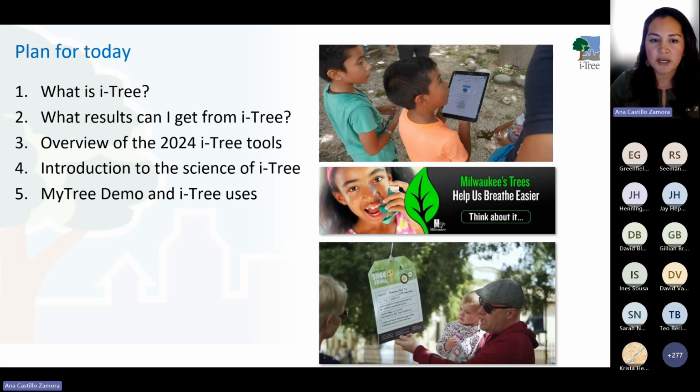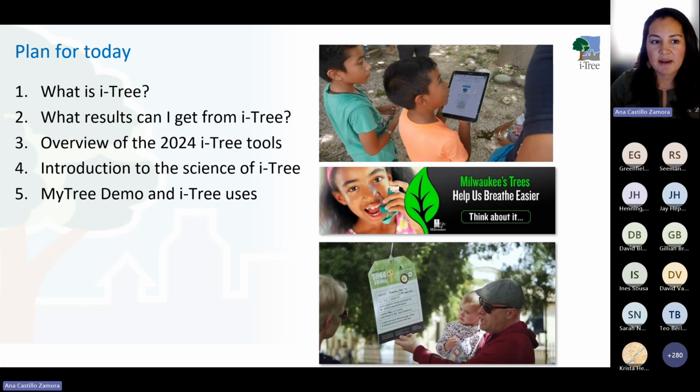And I'm going to do just a quick overview of the suite of tools that are part of iTree. As I mentioned, as you'll learn, iTree has a whole suite of different things that you can achieve depending on your expertise and what you're looking to do in your projects. And then Jason will take over and give us an introduction to the science behind iTree, to help you understand where the data's come from, where the methods are coming from, so that when you run your project or use MyTree, you can talk to people about what these numbers mean and feel confident about what you're presenting.